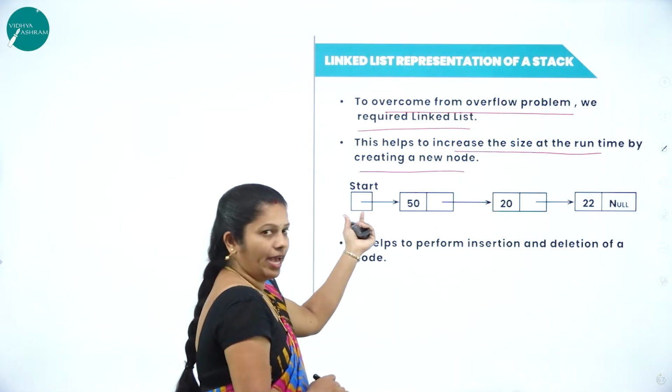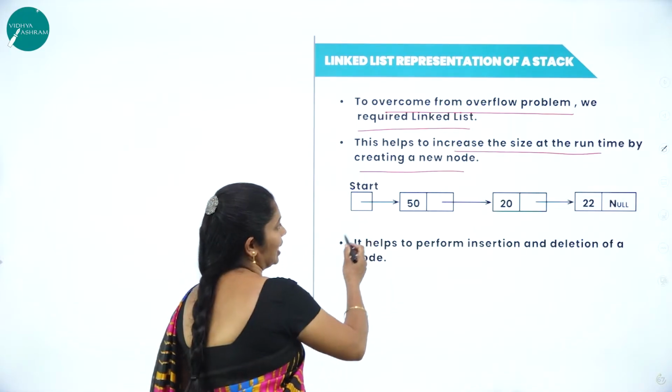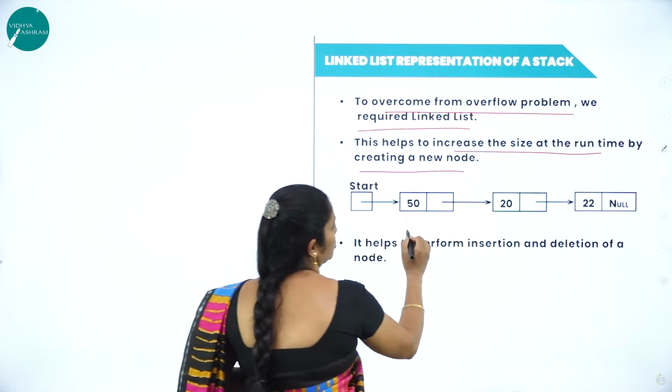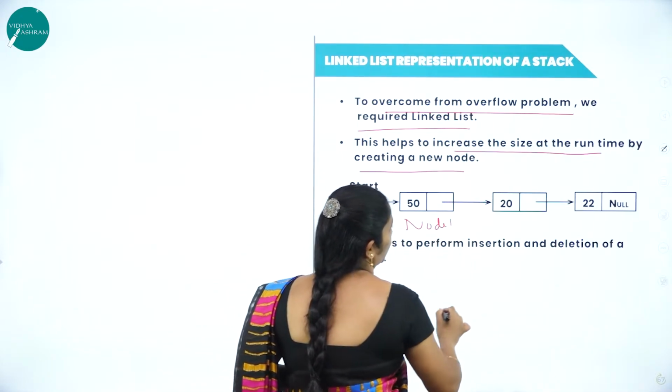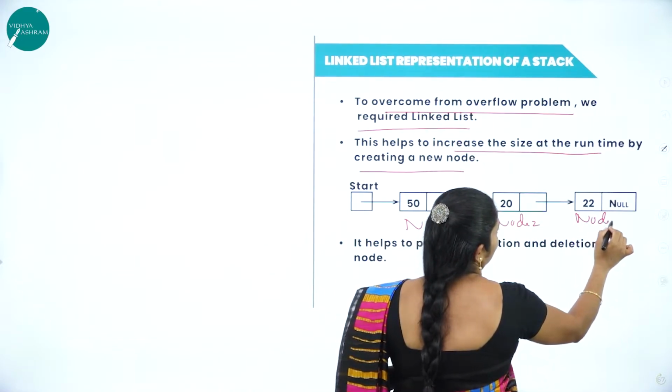For example, we have a collection. A linked list is nothing but a collection of nodes, whereas start contains the address of the first node. This is node 1. This is node 2. This is node 3.